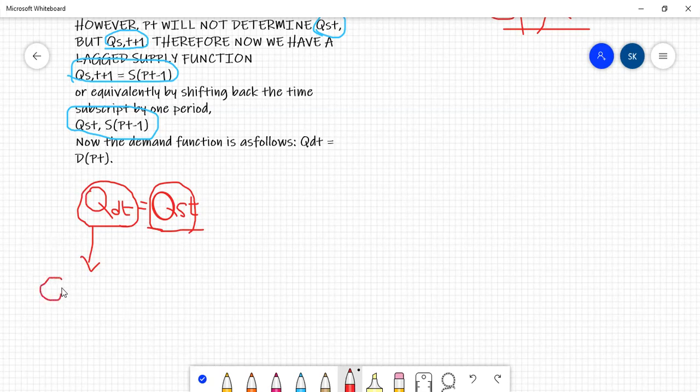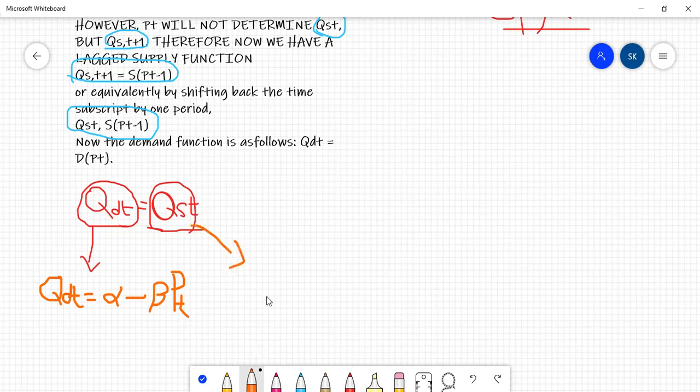Qdt is equal to alpha minus beta pt. I'll be reminding you again and again that it is not a lagged function. Alpha minus beta pt. We can see that the current demand of the product depends on the current price of the product. Clear?